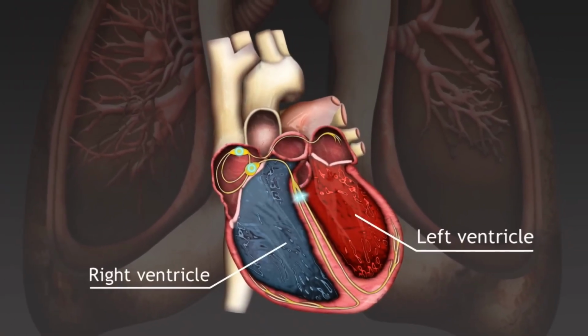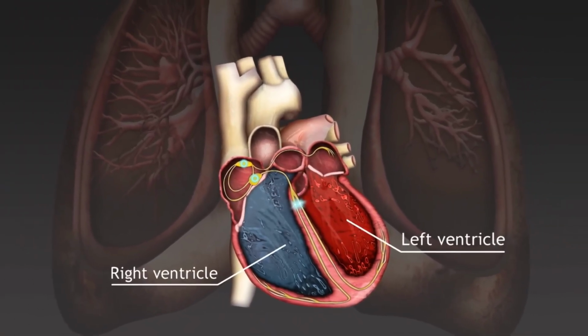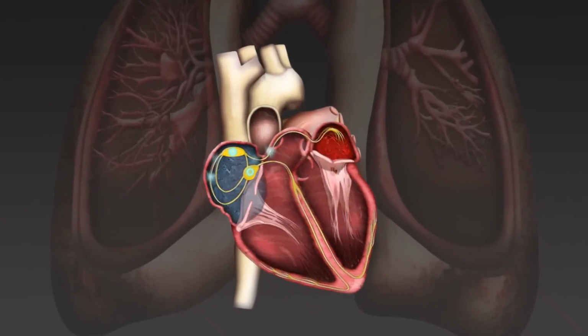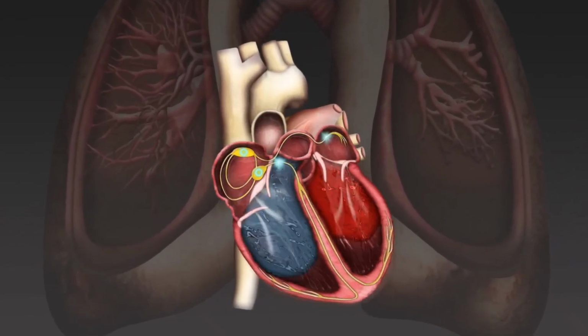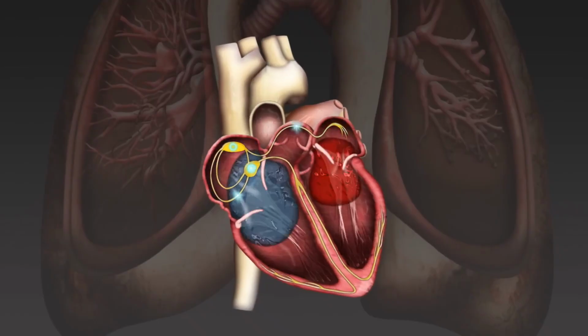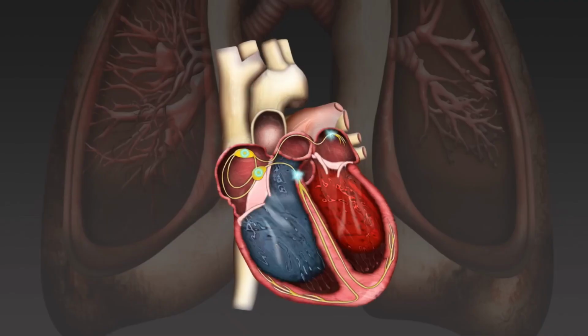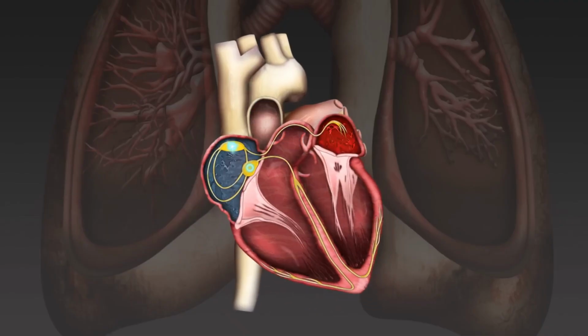In the normal heart, the impulse travels very rapidly. As a result, all the muscle cells in the atria contract together, producing a coordinated pumping action. The impulse also travels across the right atrium to the atrioventricular node, where it is delayed slightly to allow the ventricles to relax and fill with blood before they contract.